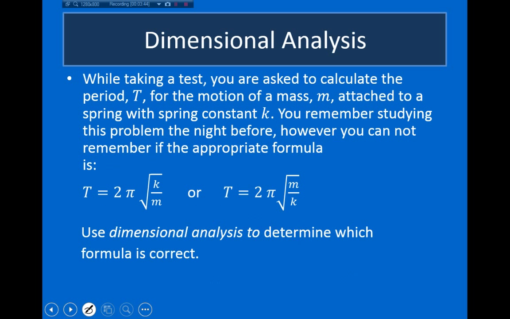Now let's look at another example. This example says, while taking a test you are asked to calculate the period T for the motion of a mass m that is attached to a spring with a spring constant k. You remember when studying from the night before that the formula for the period is either this or this, but you can't remember which one it is. So we're asked to use dimensional analysis to determine which formula is correct.